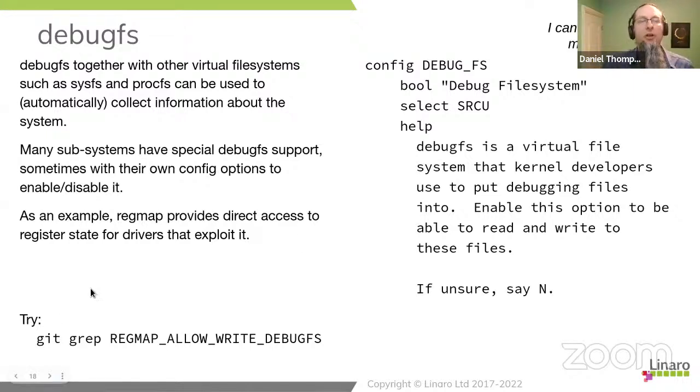It's not always as profitable as printk, but where you have regmap, your printk is always there. It's always going to apply. debugfs will depend on the situation. And just as a cute thing you can do, try git grep for this string.